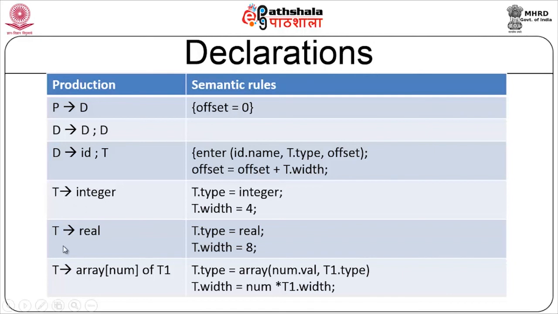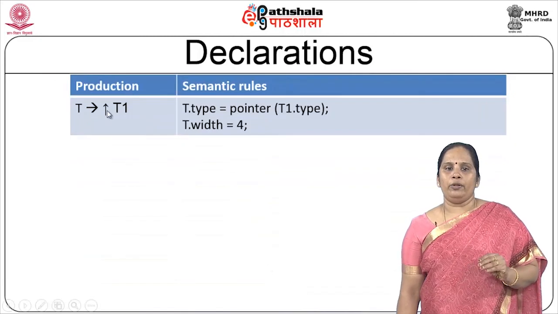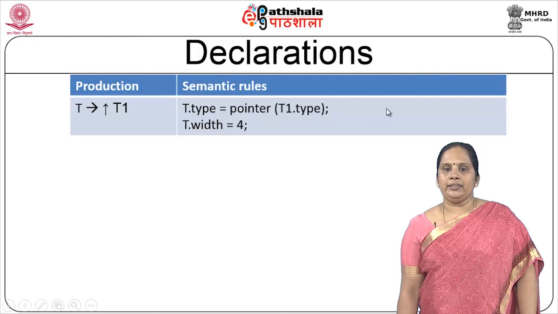The next one is T produces integer and T produces real. Integer type is integer, width is 4, real type is real and width is 8. Okay. And the last one is array of num of T1. So what will I do here? T dot type is nothing but an array, whether it's a 10 element array or a 20 element array, etc. of type T1. The last one is T dot width is equal to num into T1 dot width. Okay, T dot width is equal to num into T1 dot width, because you have so many elements that is multiplied with T1's width and then you are incrementing the offset. And in that case, T produces arrow T1, this is a pointer. In that case, this is the corresponding semantic rule.